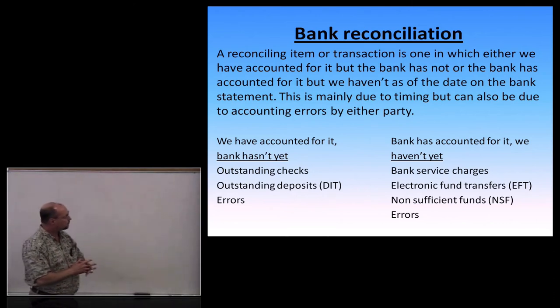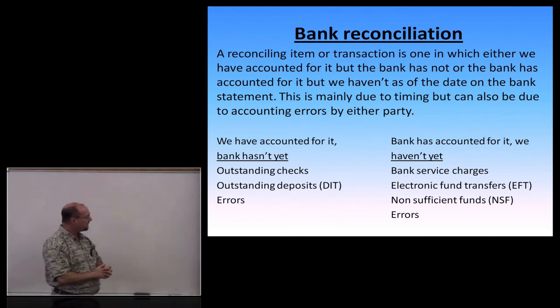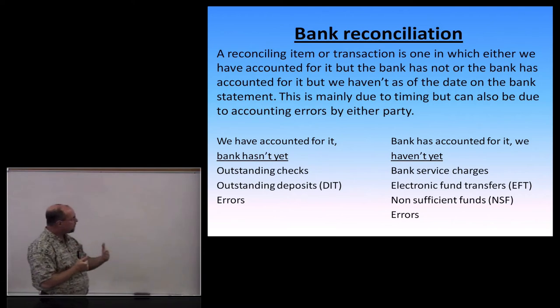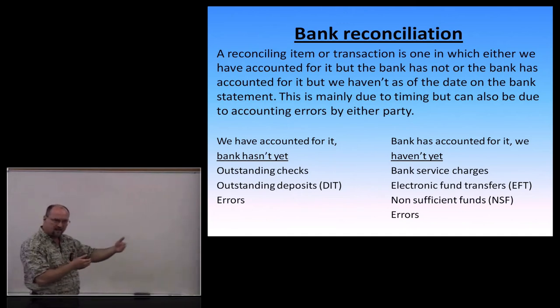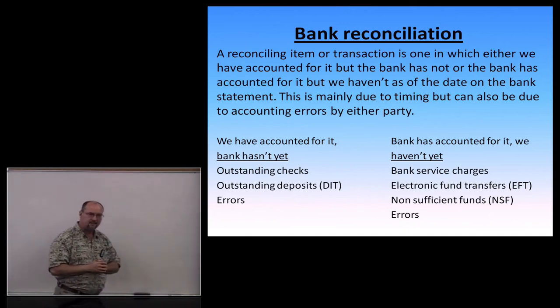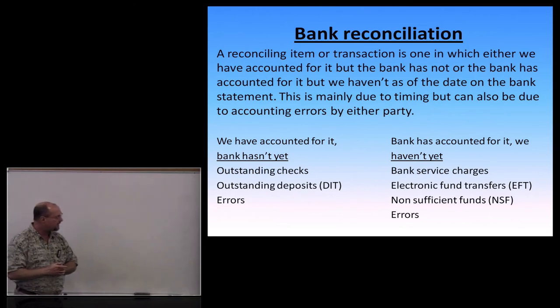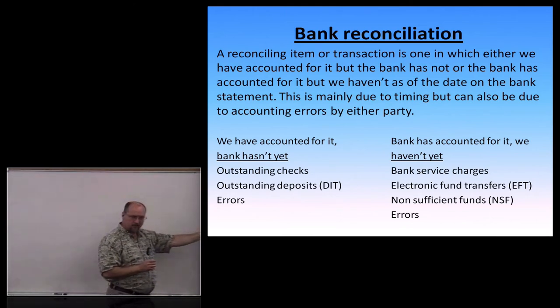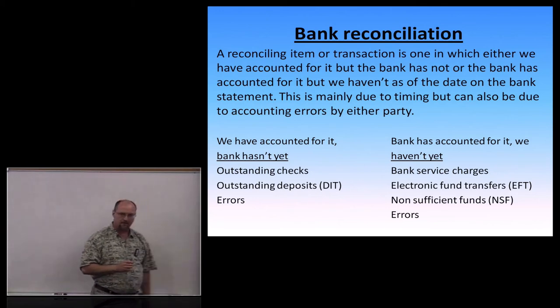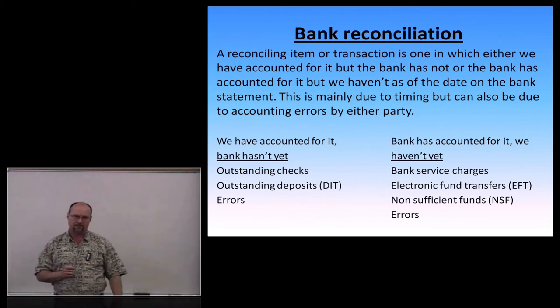So let's take a look at what a reconciling item or transaction is. A reconciling item is when either we or the bank have accounted for something, but the other side has not yet accounted for it. And that's simply a timing issue. Okay, so a reconciling transaction can be either we've accounted for it, but the bank has not yet accounted for it, or the bank has accounted for it, but we have not yet accounted for it. And it's due to timing.